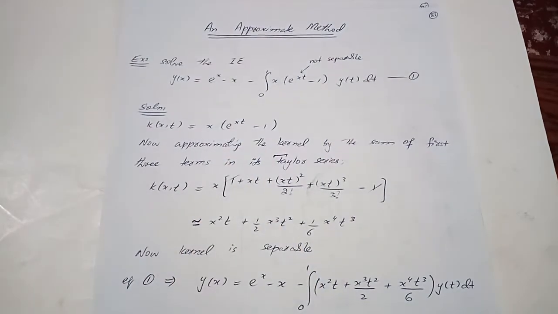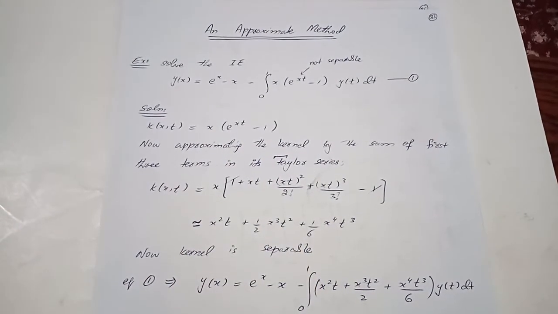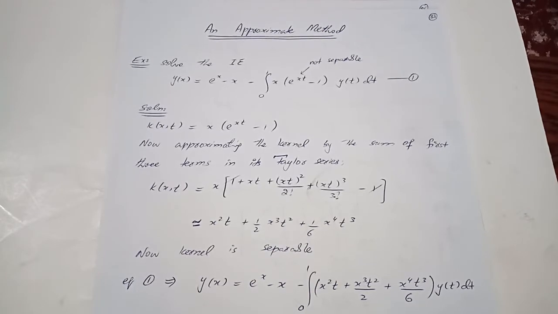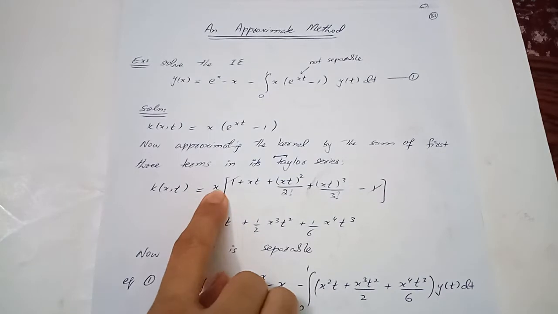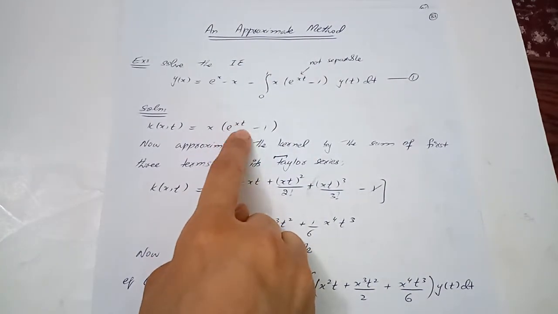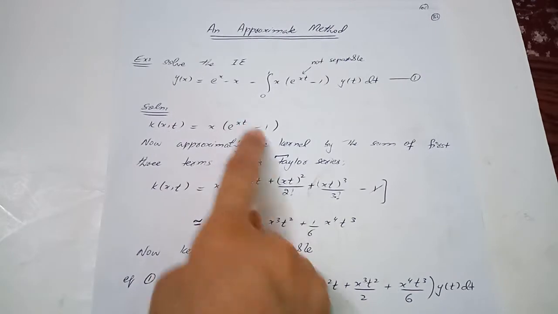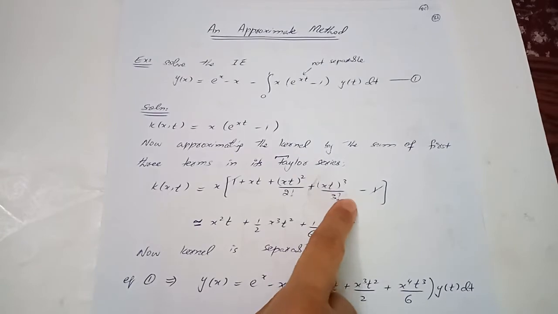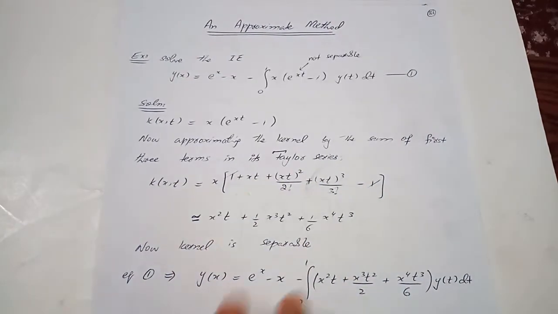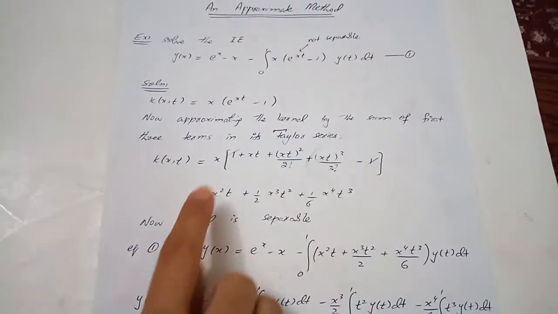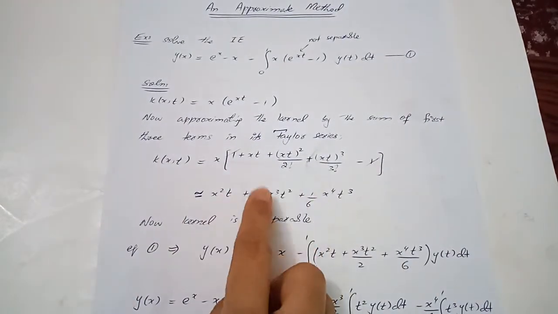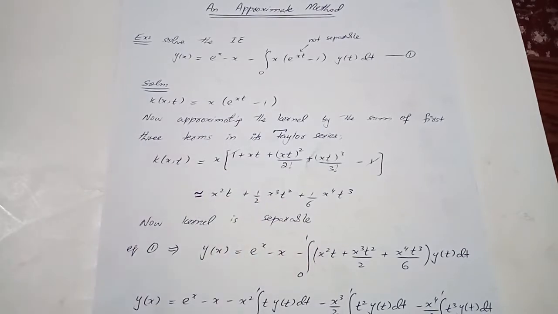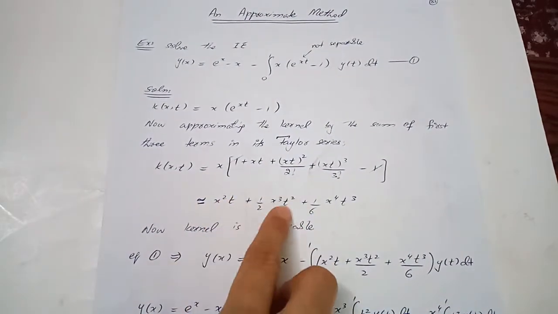K of x,t right now is x e raised to power xt minus 1. Now approximating the kernel by the sum of the first three terms in its Taylor series. Whenever your kernel is not a separable kernel, a non-degenerate kernel, you can just approximate it by expanding it to the first three terms using the Taylor series. x will be written as it is, and you know that e raised to power xt, its series is going to be 1 plus xt plus (xt) square over 2 factorial plus (xt) cube over 3 factorial plus up to so on, and the last term minus 1 as it is. 1 and minus 1 will be cancelled out, and multiply the x inside and write only 3 terms. I'm approximating it to 3 terms. Now you can see the kernel is separable.